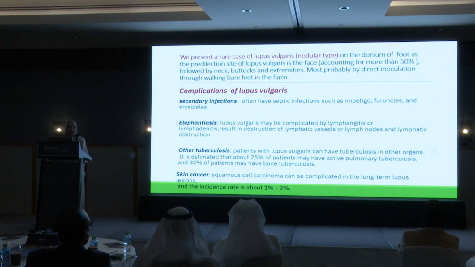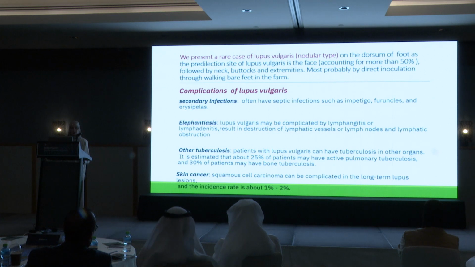Complications of lupus vulgaris are secondary infections, most commonly septic infections such as impetigo and dermatitis, and lymphangitis. Lupus vulgaris may be complicated by lymphangitis or lymphadenitis, resulting in destruction of lymphatic vessels or lymph nodes and lymphatic obstruction. Other forms of tuberculosis: patients with lupus vulgaris can have tuberculosis in other organs. It is estimated that about 25% of patients may have active pulmonary tuberculosis, and 30% of patients with lupus vulgaris may have active bony tuberculosis.